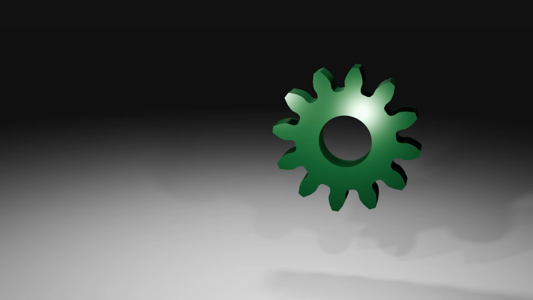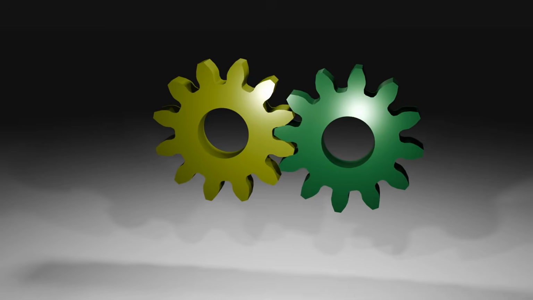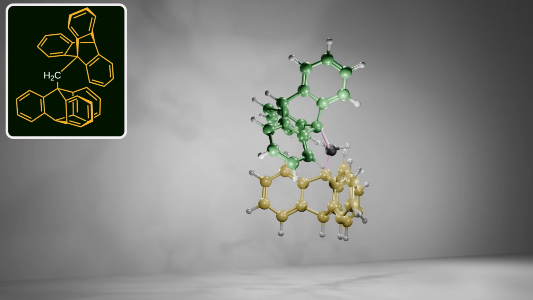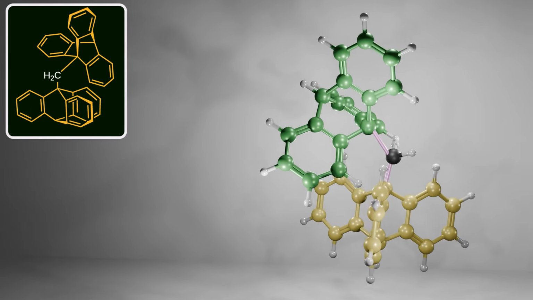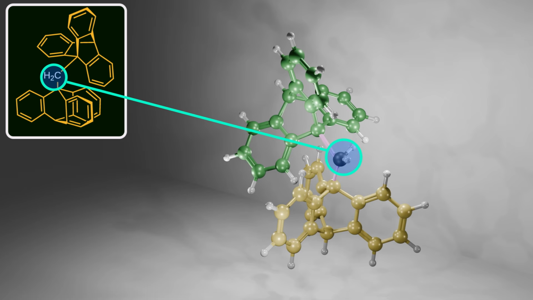To create a gear, we need 2 components that mesh together and rotate in a coordinated way. By taking this analogy to the molecular level, we can connect 2 triptycene moieties and create a molecular gear. Actually, this is possible by connecting them with a linker. In this case, CH2 is a linker which adjusts the distance between the 2 triptycene units.